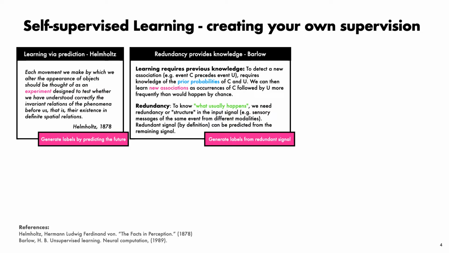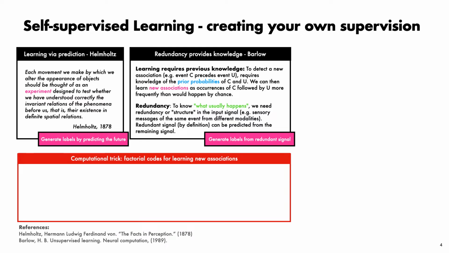One computational trick that is nicely illustrated in Barlow's work relates to the kinds of codes we can use to represent events in our environment. The observation is the following. To test whether two events are co-occurring more frequently than would happen by chance, we need to know their prior joint probabilities. So when learning pairwise associations between n events, we need to store n squared co-occurrence probabilities.